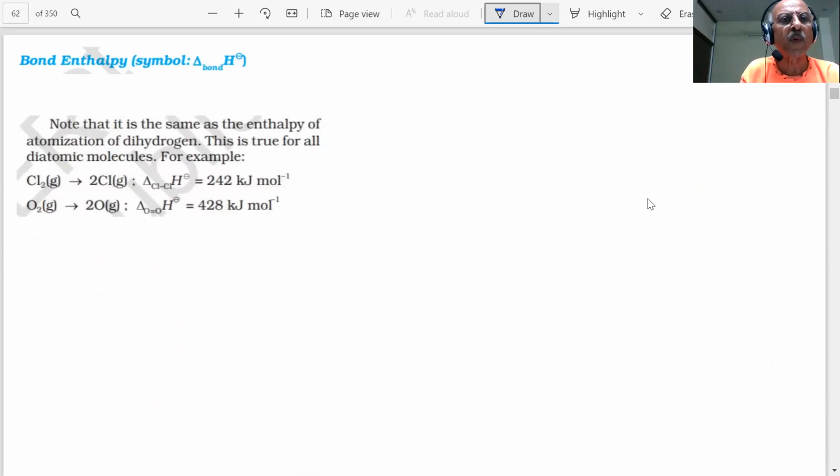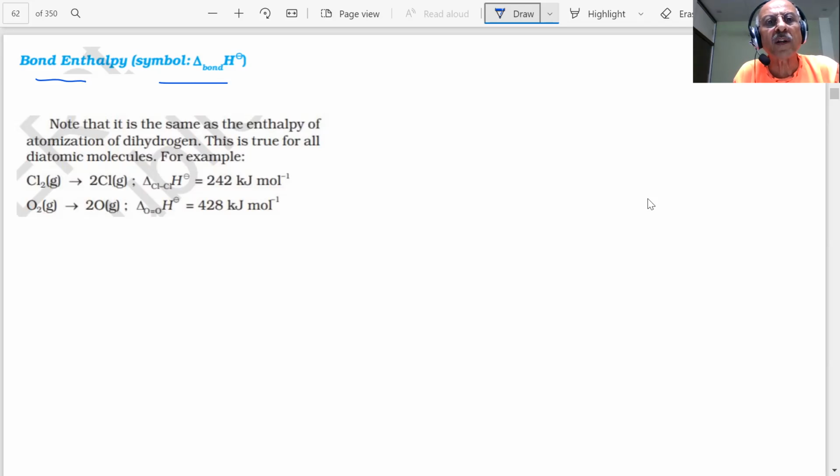What do you mean by bond enthalpy, student? There is a bond. I want to break the bond, student. Then what will happen? Energy will have to be supplied. When a bond is formed, student, energy is released. So I'm talking of bond enthalpy, student. Bond enthalpy means, for diatomic molecules, it is the same as atomization energy.